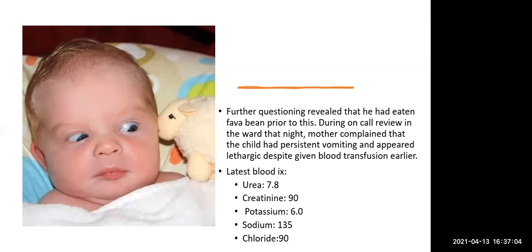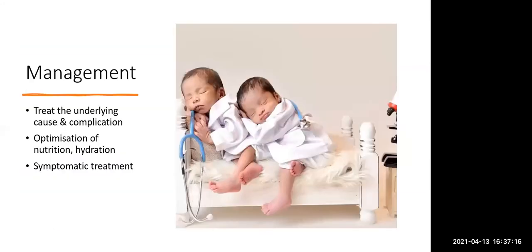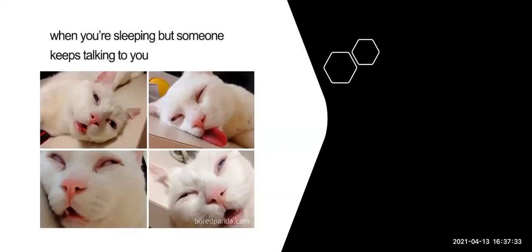So the latest blood investigation revealed urea 7.8, creatinine 90, potassium 6.0, quite high, sodium 135, normal, chloride 90, reduced. So there is electrolyte imbalance. So for the management, of course, we need to treat the underlying cause and complications, optimize the nutrition and also hydration of the patient, and give symptomatic treatment if necessary. Okay, I think that's all for me. Thank you.